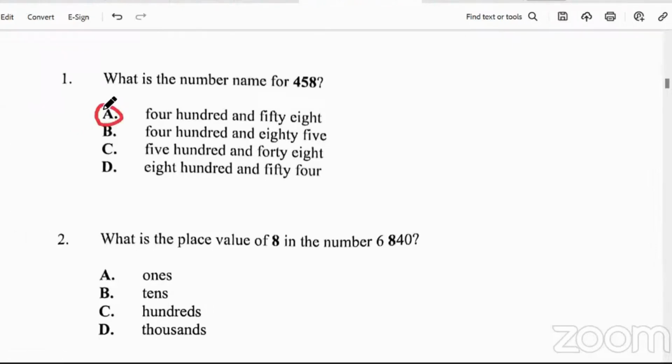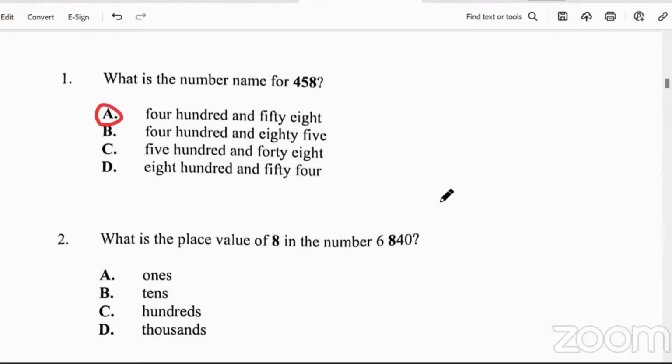Question 2. What is the place value of 8 in the number 6,840? Is it ones, tens, hundreds, or thousands?